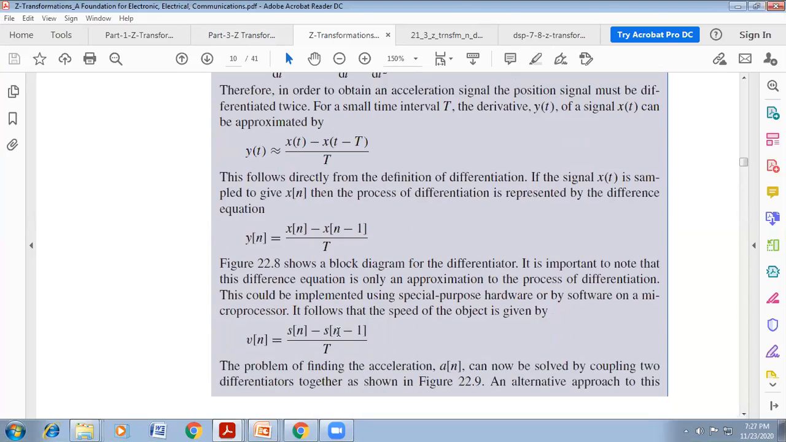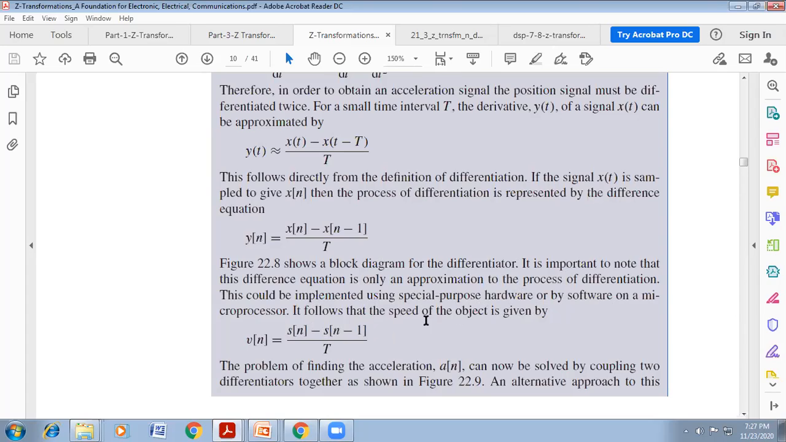So for a block diagram of the differentiator, I have shown you in the slide and also on the page above, we saw the block diagram of the difference equation. It is important to note that this difference equation is only an approximation to the process of differentiation. This could be implemented using special purpose hardware or software on a microprocessor.